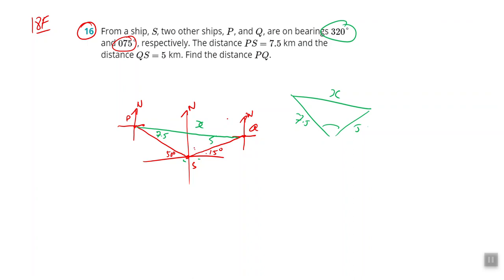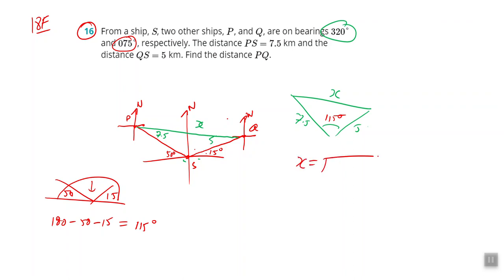Now, I know the total of a straight line adds up to 180. So if I have 50 here and 15 here, whatever this is has to add up to 180 altogether. So 180 minus 50 minus 15, which is 180 minus 65, so 130 minus 15... I should get 115 degrees. So this mystery angle is 115 degrees. Now I can go ahead and use the cosine rule to find the third side.